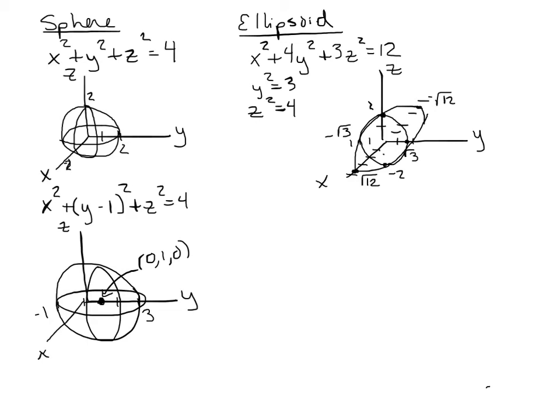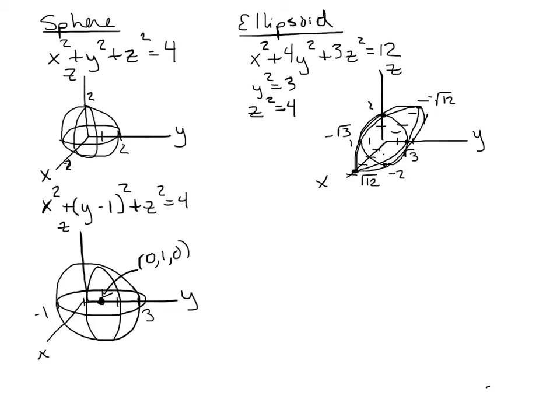And let's see, one more. Which one haven't we done here? We have not done the yx. Negative root 3, root 12, negative root 3, root 12, negative root 3. And now you can get the idea of that kind of football-looking shape. Once again, notice that's not a fantastic drawing, but at least it gives me the idea that this ellipsoid is stretched more in the x direction.